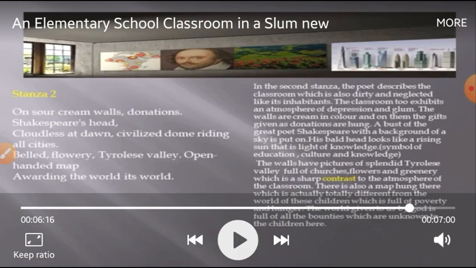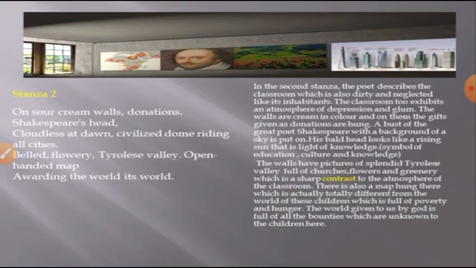Last line we dekhi, awarding the world its world. Kya karte hain ye log? Awarding means imposing. What do they impose? The world, impose on the world its world. Pehla world jo hai, the rest of the world. Its world means the world of the rich and powerful. So they impose their world onto the rest of the world, or force karte hain unke upar, ye hai duniya ka naksha, ab aisa mana jayega.